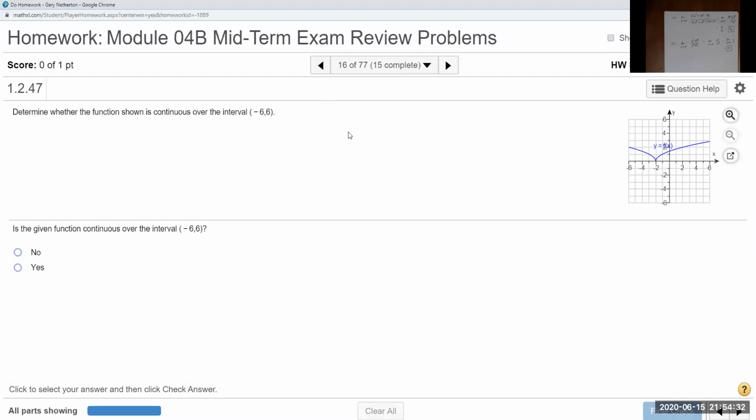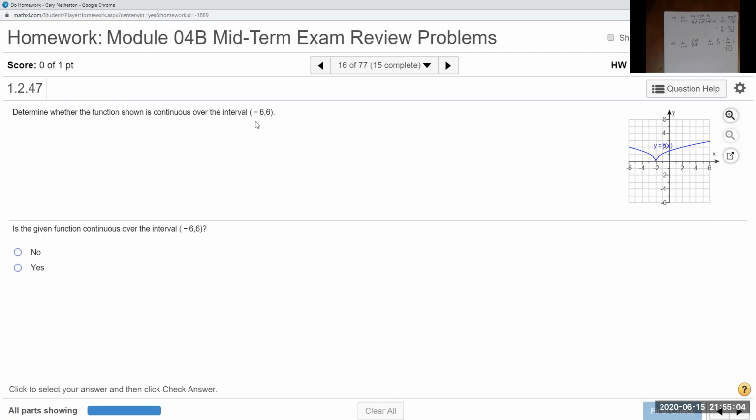All right, now we have some problems on seeing if functions are continuous. Once again, I've created YouTube videos where I explain what continuity is, how to check for it, how to check continuity for a graph, how to check it for an expression. So I'm not going to go over it now. I will do the problems, but I won't explain exactly why I'm doing what I'm doing.